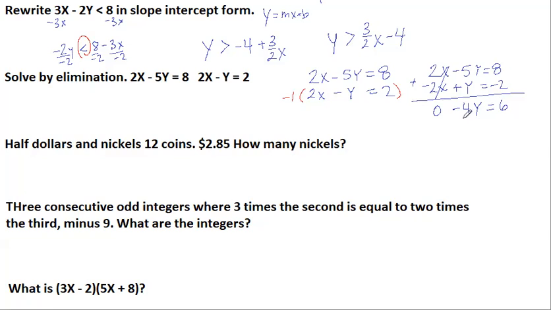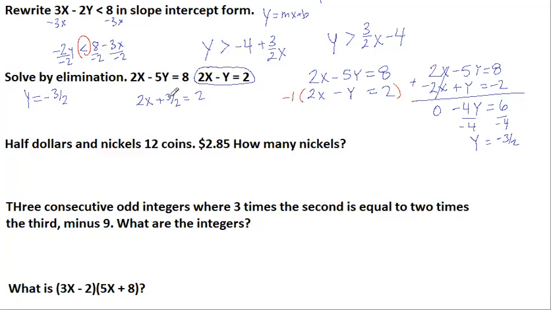I can then divide by a negative 4 to figure out what y is. Y will be a negative, and I'm going to go ahead and reduce it, 3/2. So y is a negative 3/2, and then I just have to solve for x. I can use any equation. I'm going to choose to use this one. So I have 2x minus a negative, so plus a 3/2 is equal to 2.